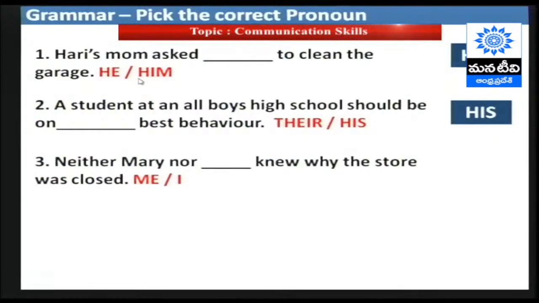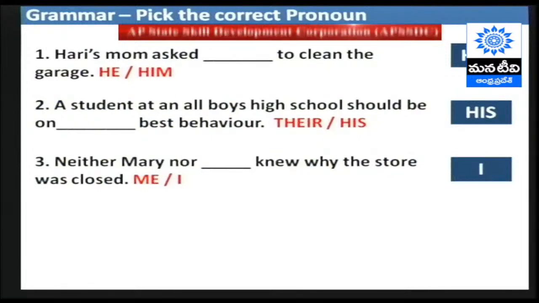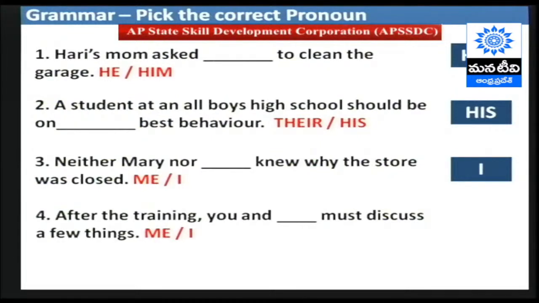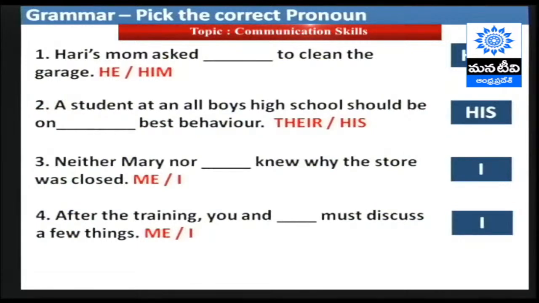Okay? So here, neither Mary nor I knew why the store was closed. I can't say "me knew why the store was closed." No, the correct form is "I knew why the store was closed." That's why "I" is the correct option here. Next, after the training, you and dash must discuss a few things. Again, same situation. After the training, you and I must discuss a few things.